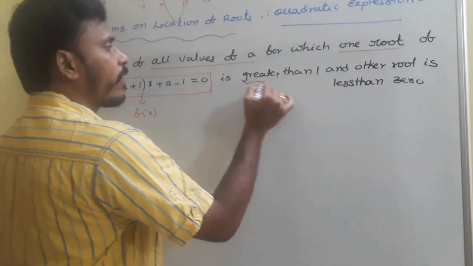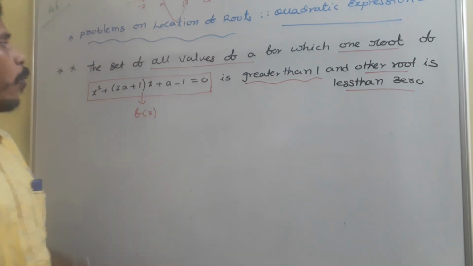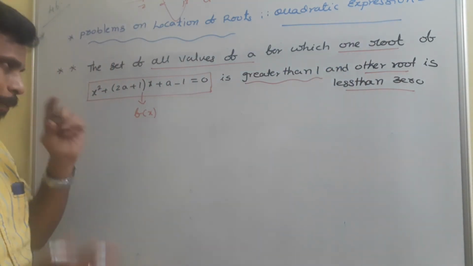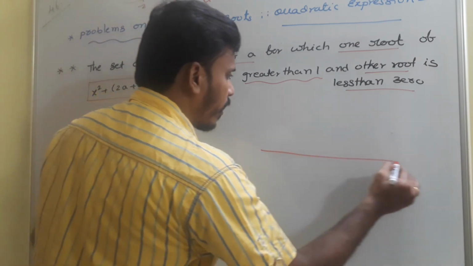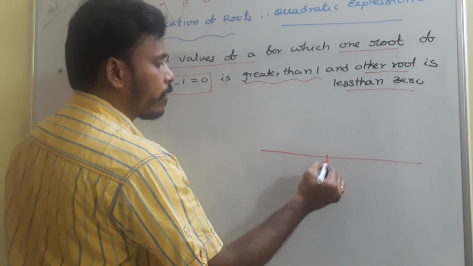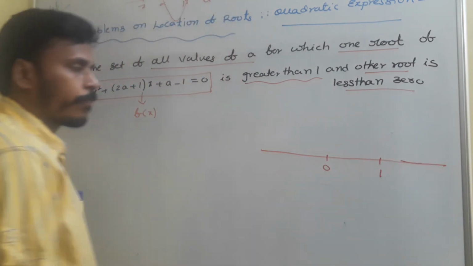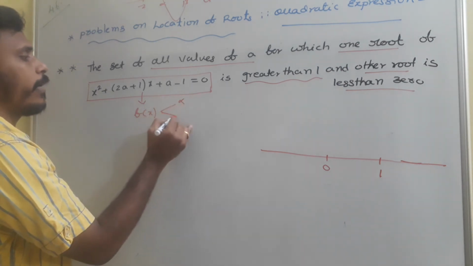One root is greater than 1 and the other root is less than 0, okay. One root of the expression is greater than 1 and the other root is less than 0. Ultimately, we need to think about the roots as well as 0 and 1. So take the x-axis here, with 0 and then 1. We consider the roots as alpha and beta.